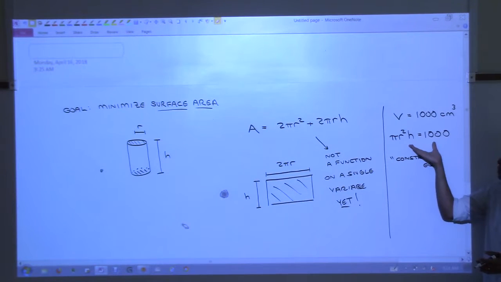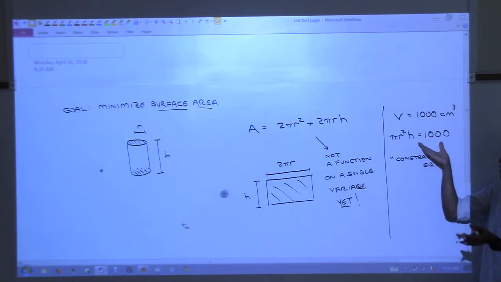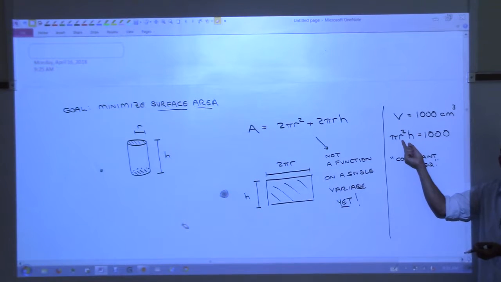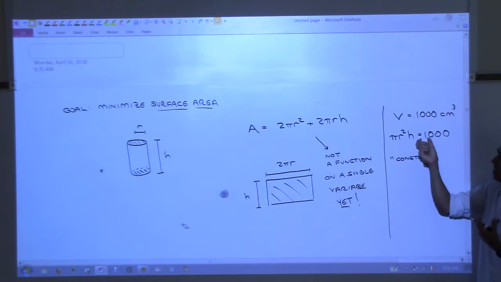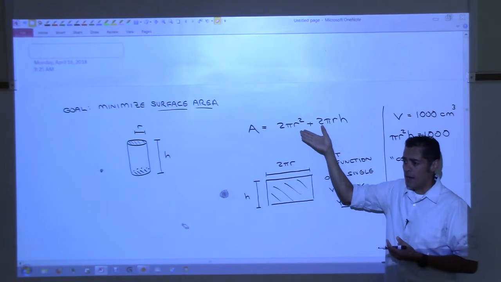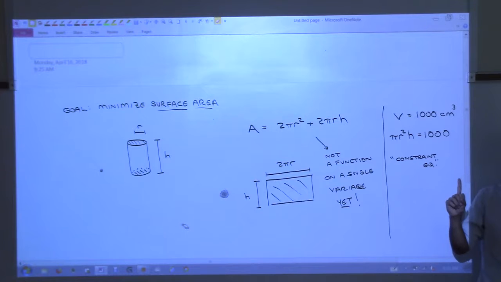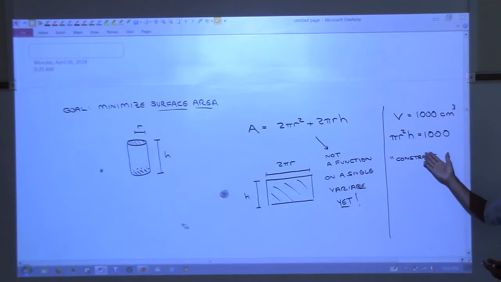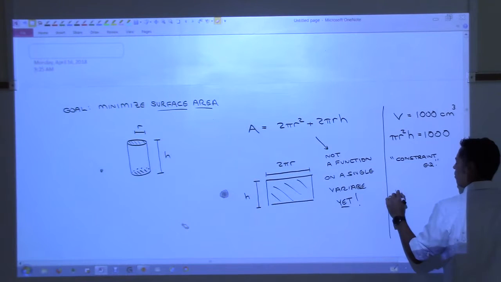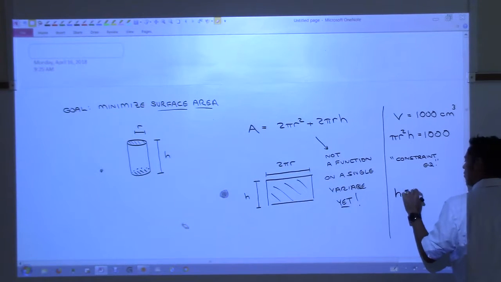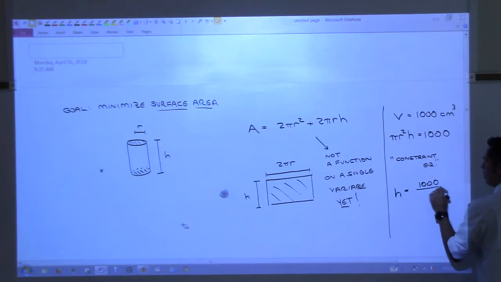I can solve this equation for either H or for R. It's my choice. And then take that answer and plug it back into my area equation. And when I do that, I will have eliminated one of the variables. So it's our choice. We can solve for R or H. I think H is easiest to solve for here because we won't have to do a square root, right? So if I just divide both sides by pi r squared, I get H is equal to 1,000 over pi r squared, right?